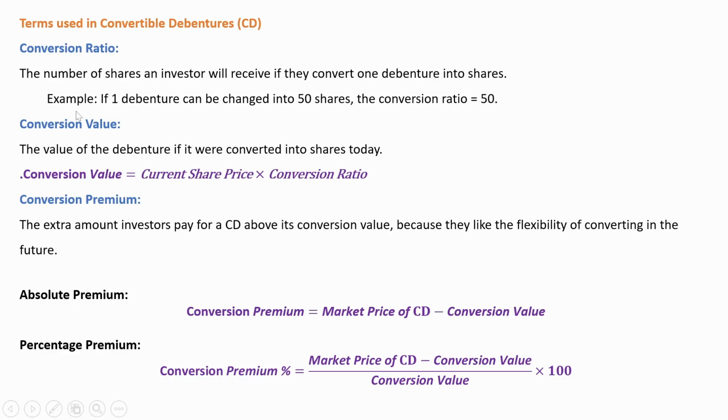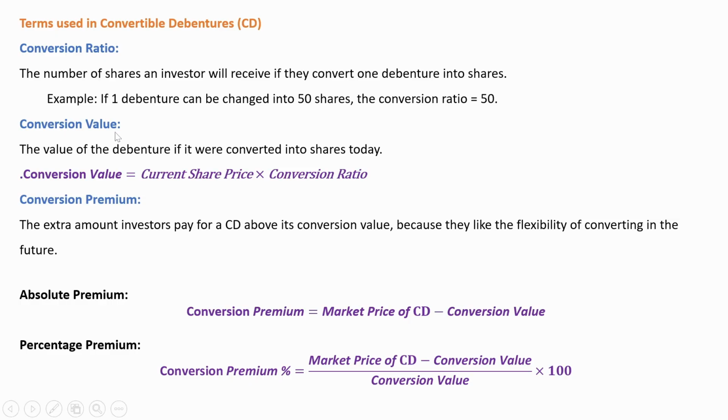So here is an example. If one debenture can be changed into 50 shares, then we say the conversion ratio is 50. That is, one debenture is equal to 50 shares. So that is the first term.